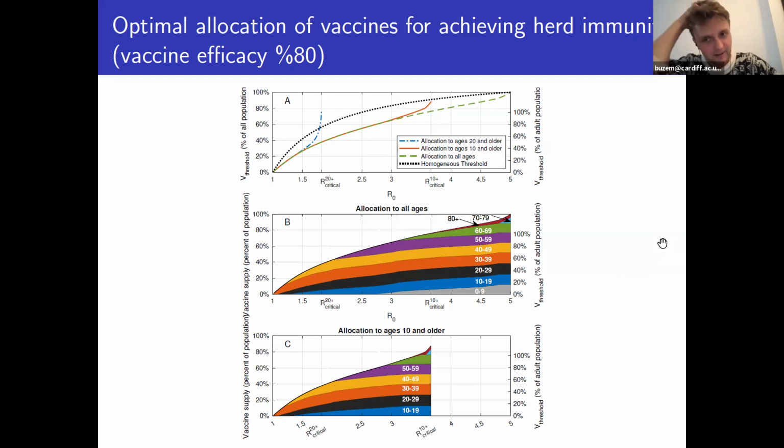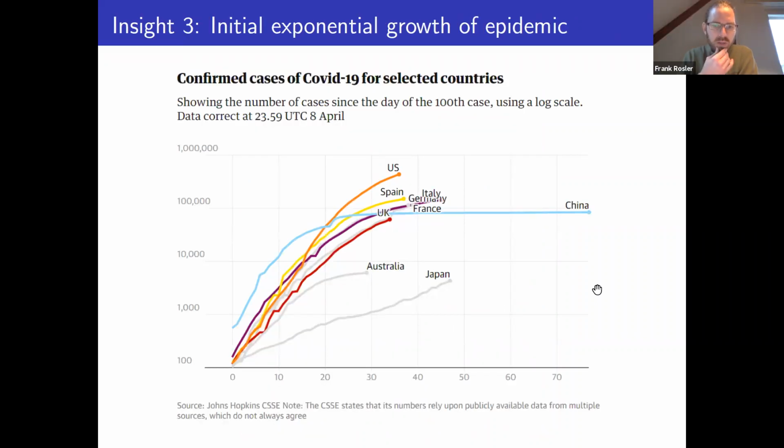Sorry, can I ask? Does this have anything to do with the older people having fewer contacts? Yes, yes, okay. The reason behind the fact that you don't vaccinate them until higher values of R naught is because they have fewer contacts. And I'll mention later how this matrix is estimated. We have to estimate this matrix of contacts in order to do all these calculations. There are various ways to do these estimates. Okay, thank you.